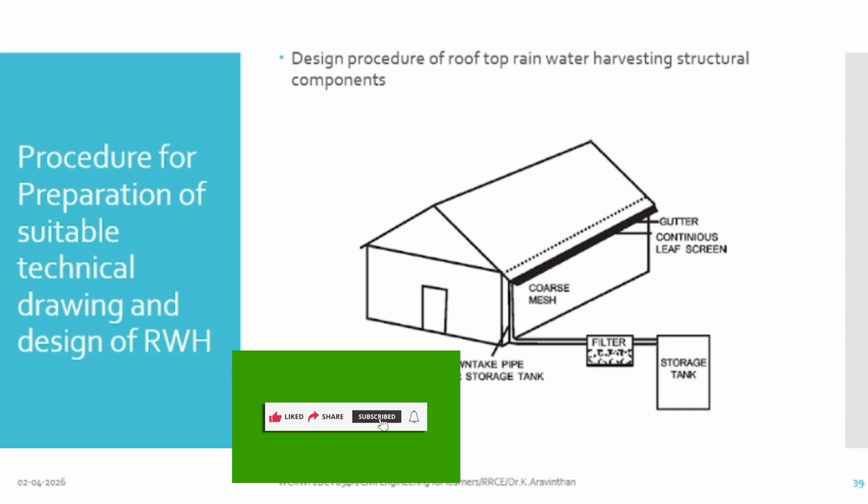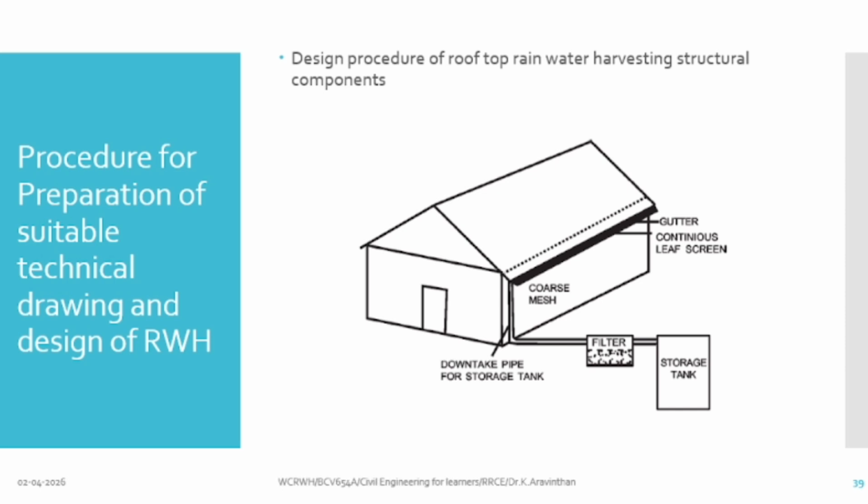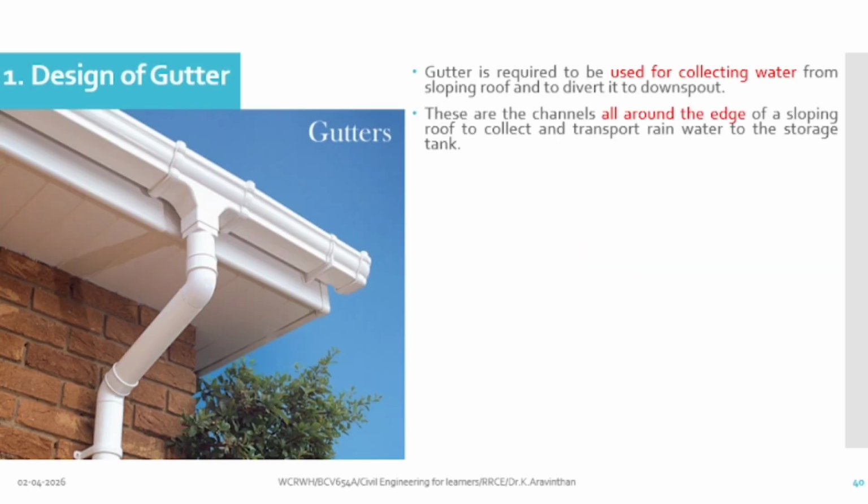Second component is called a pipe. Then third component is called a filter. Fourth component is called storage tank. So if you want to install a rainwater harvesting system, there are 4 components. Indian Standards has given guidelines for all the 4 components. Now let me discuss one by one. First is design of gutter. For each and every component, it is only available in the code book.